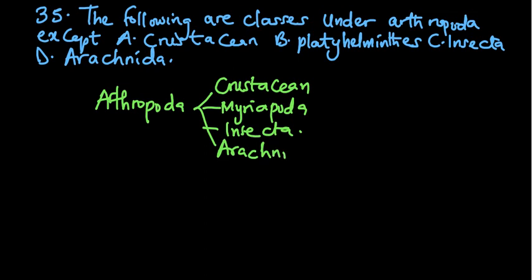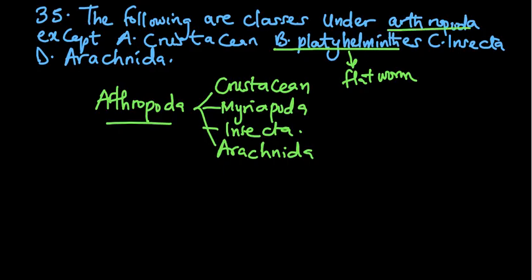These are the classes under Arthropoda. If you look at the options, which one do you think is odd? The answer is option B. Option B, they are flatworms. They are a phylum themselves, so they cannot be under Arthropoda. So the answer is option B, the one that is the exception. So let's go to the next question.